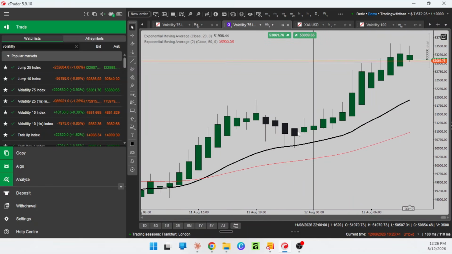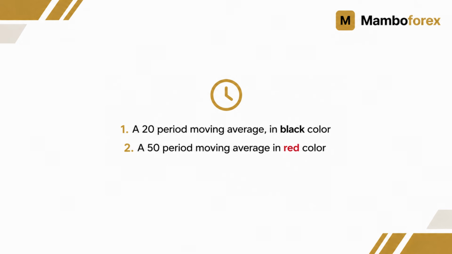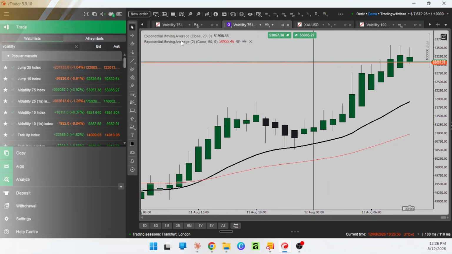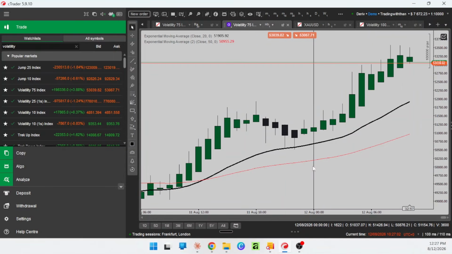So once you do this, you also want to use the 20 period moving average. So go to your moving averages, right? Go to indicators and add the 20 period moving average. For me, the 20 period is this one in black, and then you also add the 50 period moving average, which is this one in red, right?